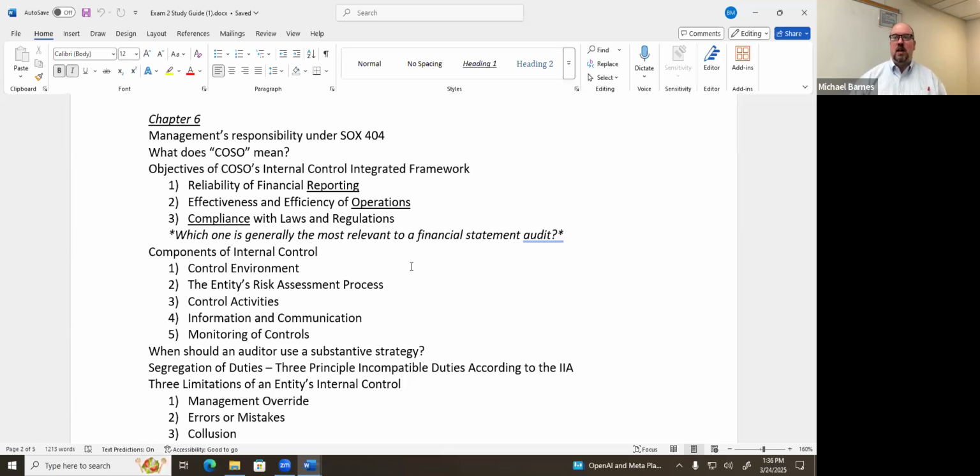Reliability of financial reporting, because keep in mind that auditors are trying to make sure the financial statements are free from material misstatement. So our focus is going to be very heavily on the controls in that area. So it's really, really important to note that.